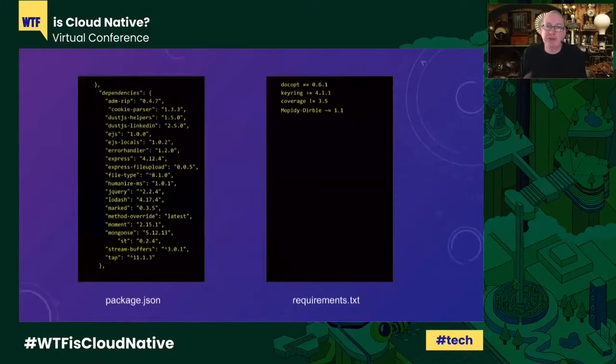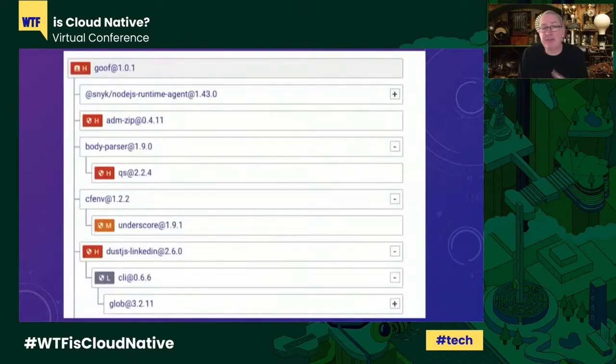And our application dependencies are typically expressed in a file in our source code. For JavaScript, it might be a package.json. For Python, it might be a requirements.txt. But the basic principle is the same. We're defining which dependencies and which versions we need for our particular application. And this isn't a bad thing. Having reusable code means we write less code. We don't have to reinvent the wheel. And we can spend more time on the functionality that we need.